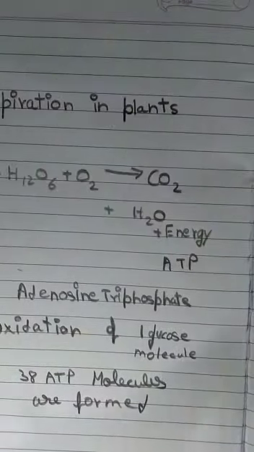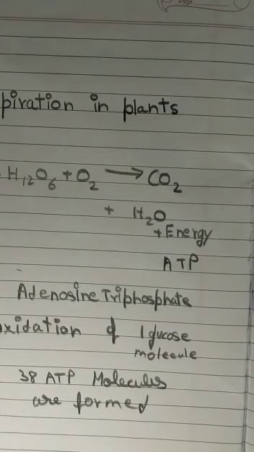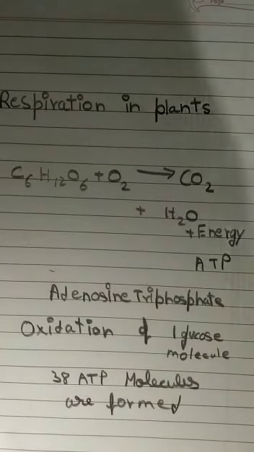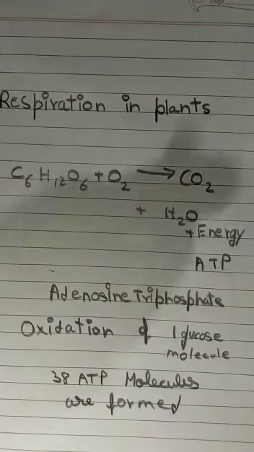So what happens here? Oxidation of one glucose molecule means that one glucose molecule combines with oxygen, and the oxidation of glucose with oxygen leads to the formation of 38 ATP molecules. 38 ATP molecules are produced when one molecule of glucose combines with oxygen.